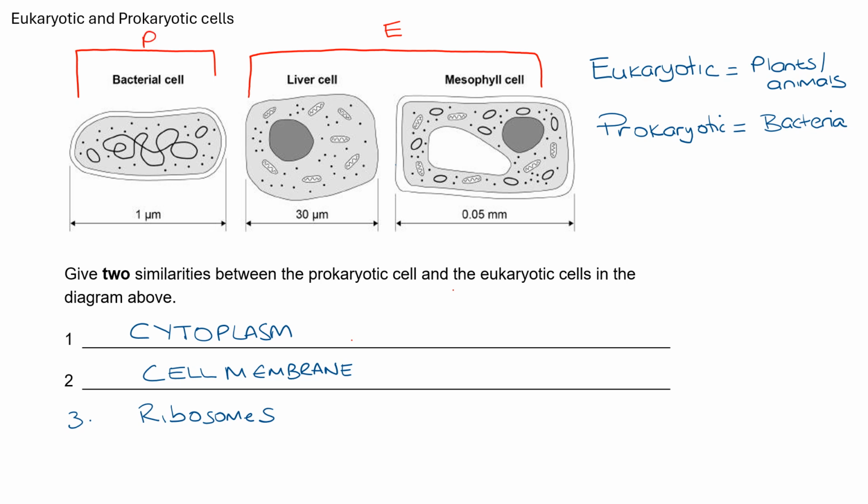This question only asks for two similarities between prokaryotic cells and eukaryotic cells. There are three differences, so make sure you can recall those three differences off by heart. Just by looking at the images, you can see that they all have cytoplasm, they all have a cell membrane, and thirdly, they all have ribosomes, which are indicated by these small black dots in all three cells.